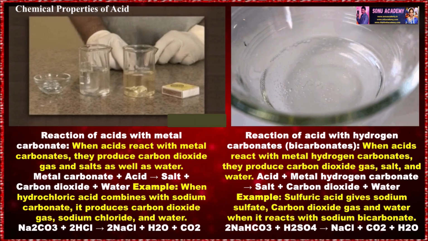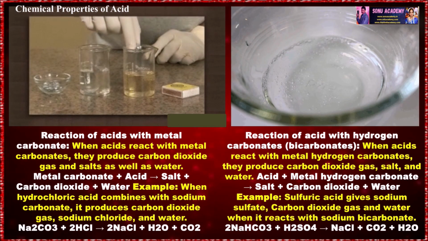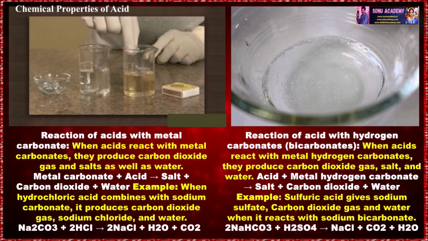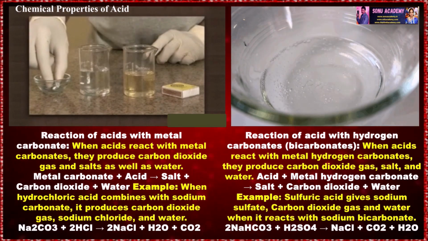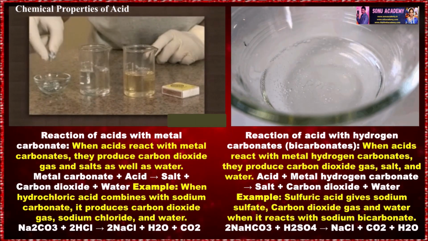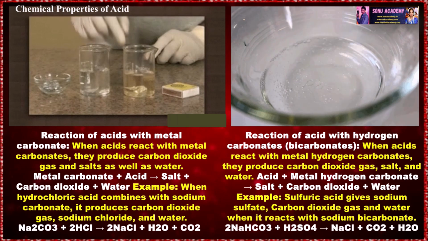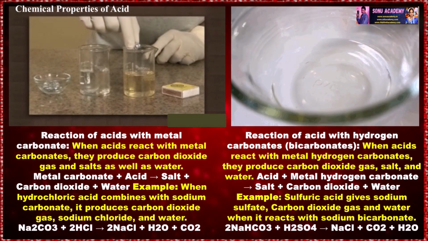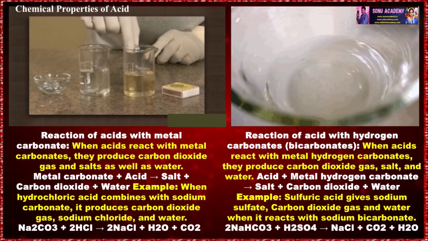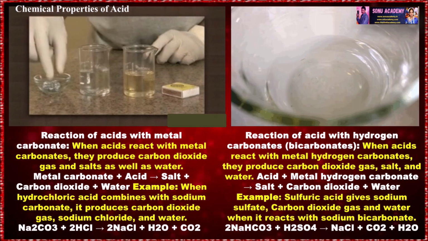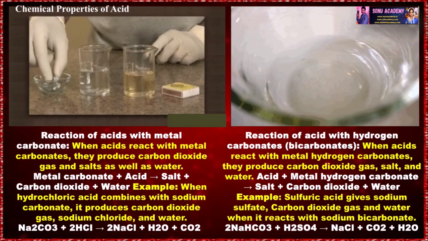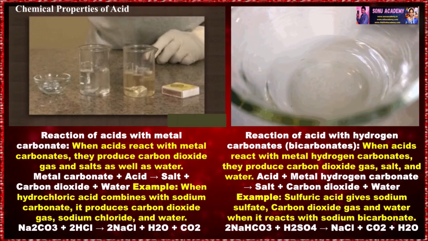Then, the reaction of acids with metal carbonates. When acids react with metal carbonates, they produce carbon dioxide gas and salts as well as water. For example, hydrochloric acid combines with sodium carbonate. It produces carbon dioxide gas, sodium chloride and water. Reaction of acids with hydrogen carbonates or bicarbonates. When acids react with metal hydrogen carbonates, they produce carbon dioxide gas, salt and water. For example, sulfuric acid gives sodium sulfate, carbon dioxide gas and water when it reacts with sodium bicarbonate.